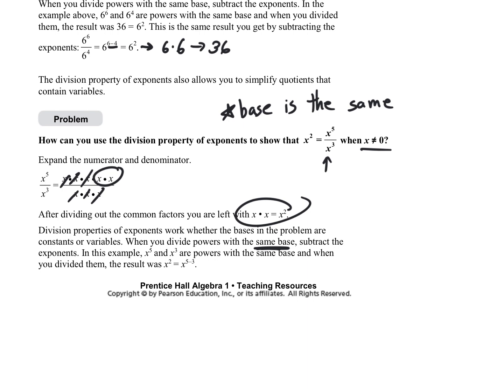Now, as an example, if we have x to the 3rd over x to the 5th, you're still going to subtract 3 minus 5. That's going to give us x to the negative 2nd. x to the negative 2nd is simplified to 1 over x squared. Remember, the negative doesn't mean the answer is wrong. It just means it's in the wrong place. We just put it at the bottom of the fraction, and it's fine.